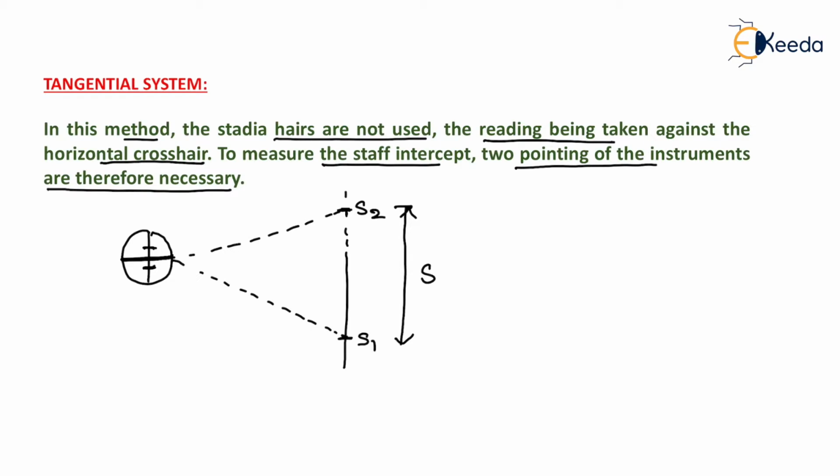It means that in the stadia system, by only a single pointing we can determine the staff intercept, but in the tangential system, for the measurement of the staff intercept, at least two pointings of the instrument are necessary. That's why the tangential system is slower than the stadia system.